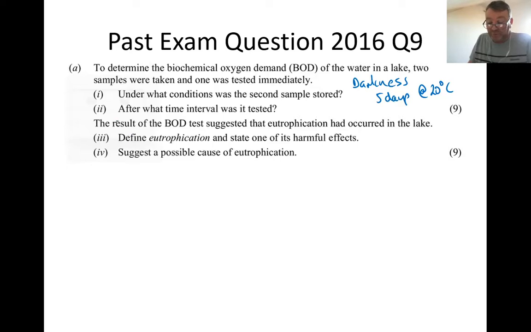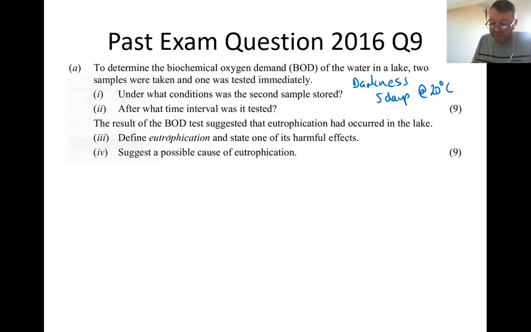And then it says, what time interval was it tested? Well, after 5 days. After the 5 days are over, that's when we do the second test, and we carry out the Winkler method again. What we do is we look at the original amount of dissolved oxygen, and we look at the amount of dissolved oxygen after 5 days. And the bigger the depletion, the greater the pollution in that particular water.